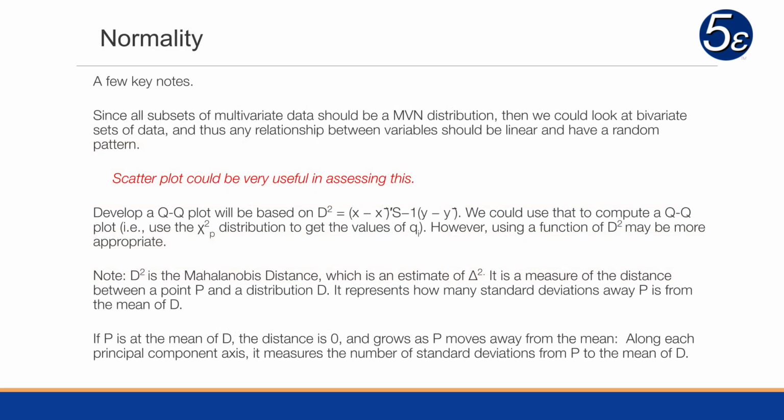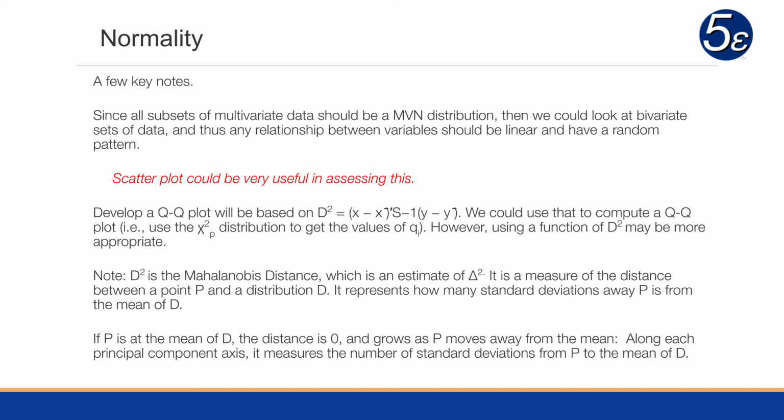Since all subsets of multivariate data should be MVN distributed, then we could look at bivariate sets of data. Thus, any relationship between variables should be linear and have a random pattern. A scatter plot could be very useful in assessing this. The scatter plot would be of 2 variables, or pairs of variables. Develop a QQ plot that's based on the Mahalanobis distance. We could use that to compute a QQ plot and use the chi-square distribution to get the values of Q. However, using a function of the Mahalanobis distance may be more appropriate.